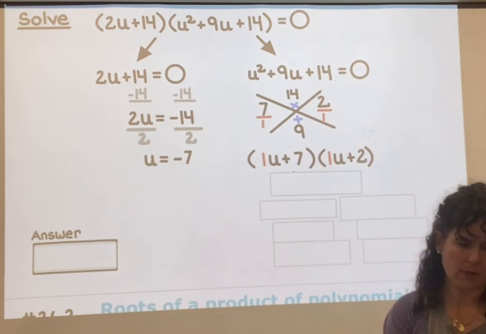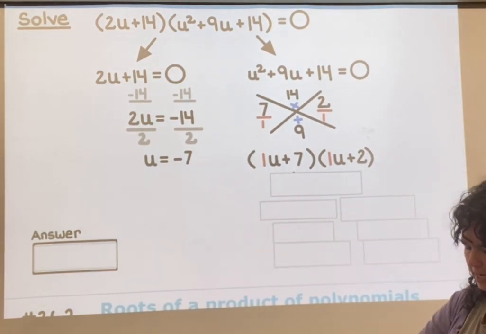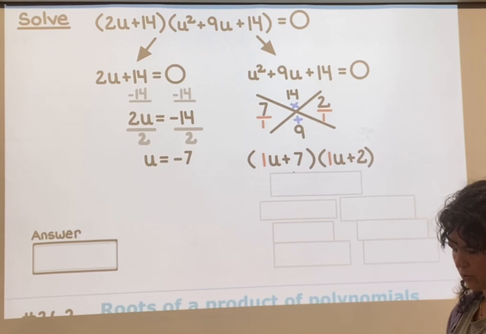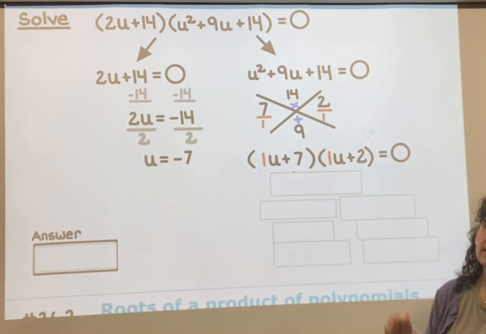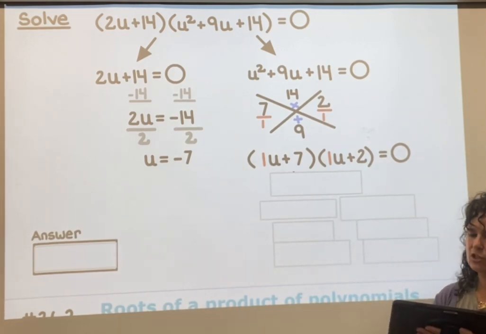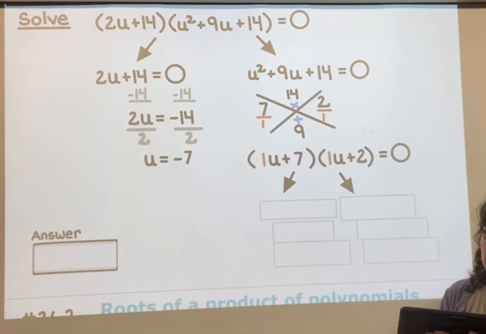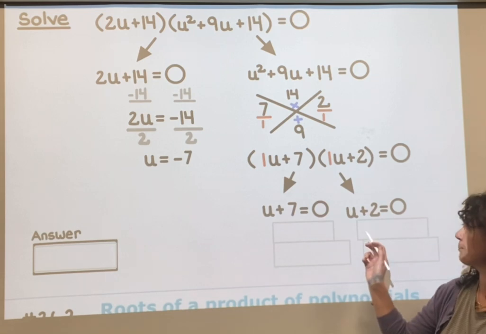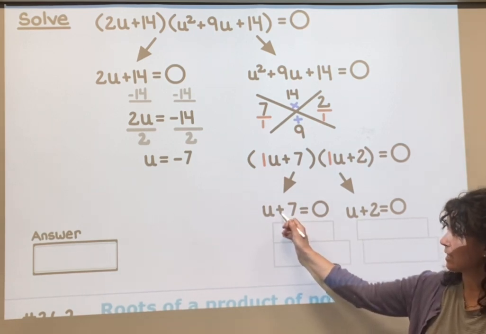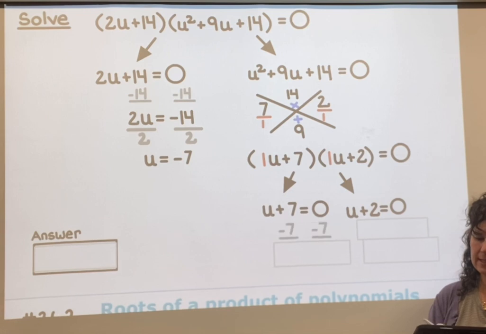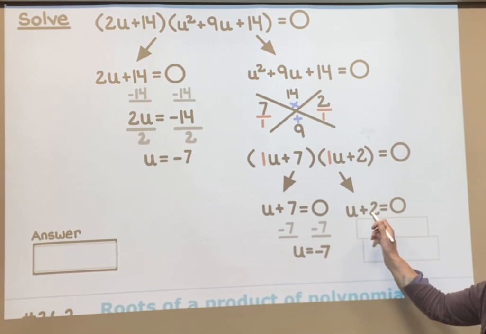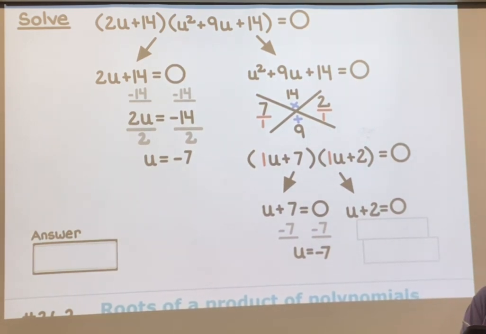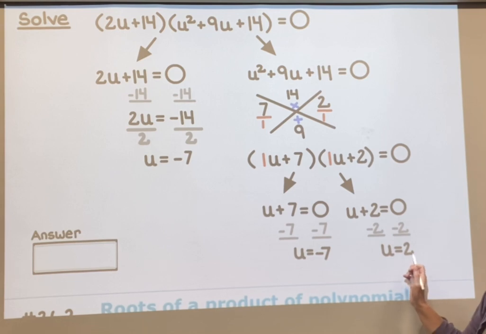Now that that is factored, then this is equal to 0. So if we have two things that multiply together to get 0, let's set each factor equal to 0. So I end up with u plus 7 is 0 and u plus 2 equals 0. Finish getting the u by itself, subtract 7 from both sides, and I end up with u equals negative 7. And then here, let's go ahead and subtract 2 from both sides, and I end up with positive 2.